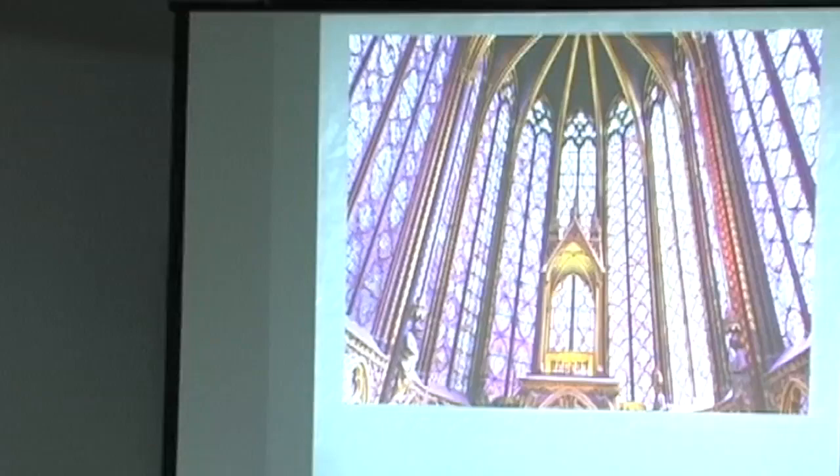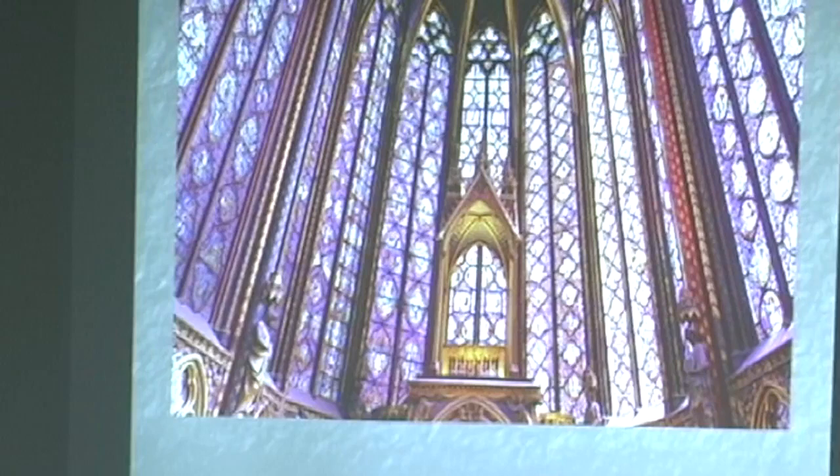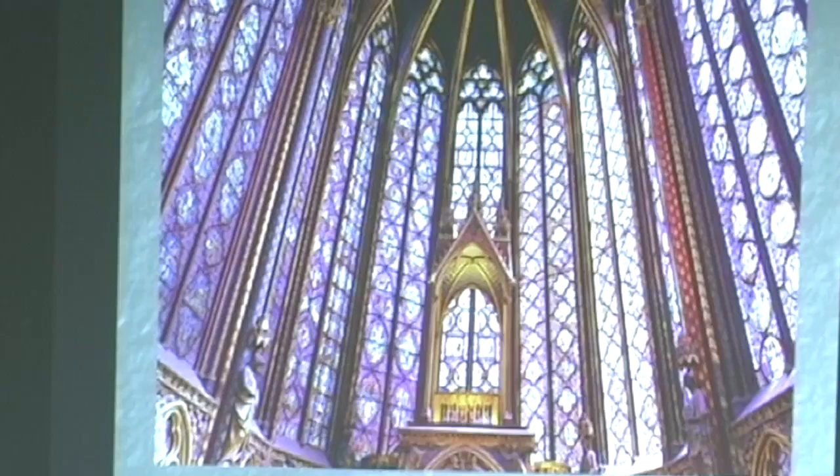You go up, and you walk in, and it is glorious. It's unbelievable. This is kind of what I was expecting from Notre Dame, with all the glass, and this glass goes around you 360. You can spend hours there, and I never even got to the detail of the glass.